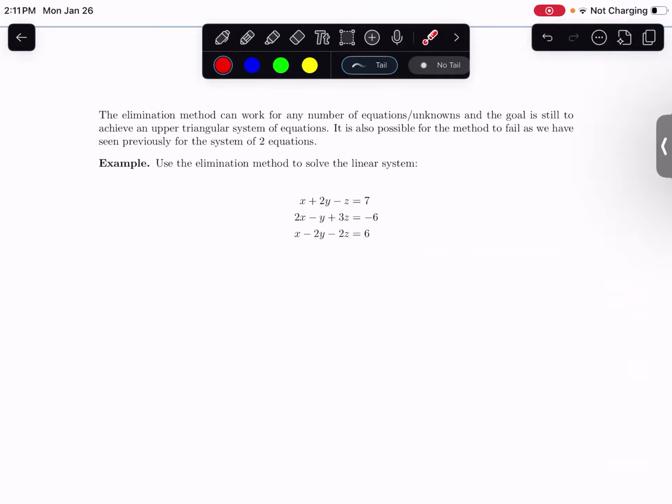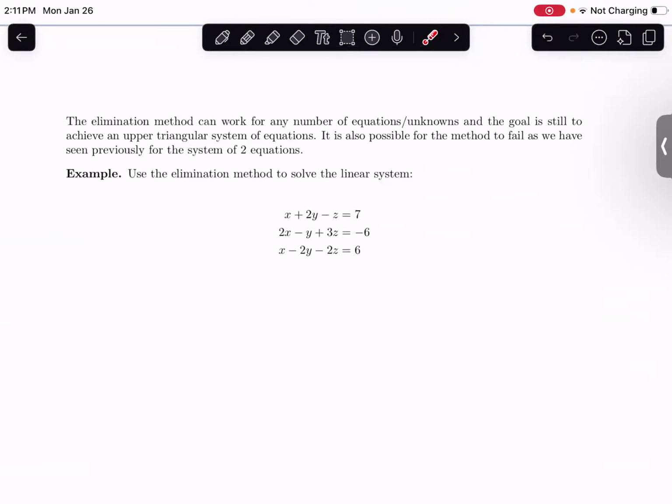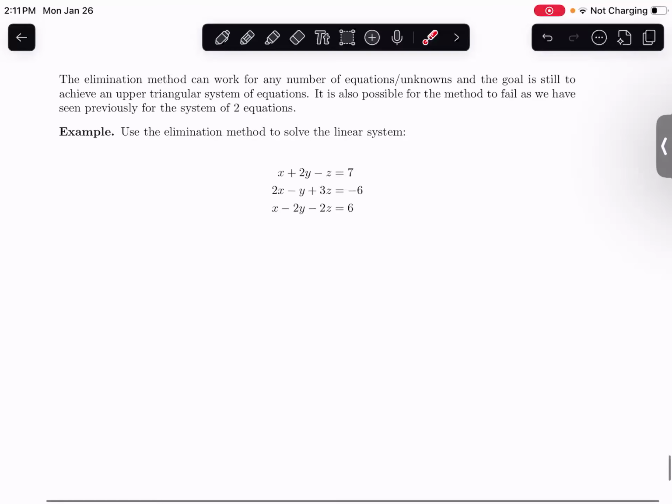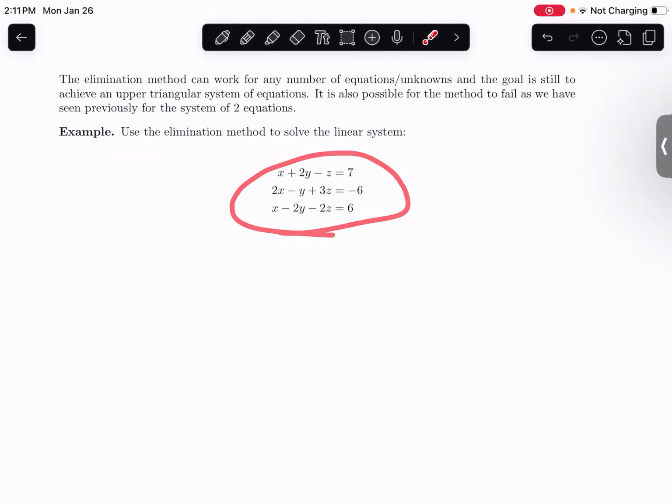So, okay, this is the system that we have. Is there anything worth reading from this? Yeah, the elimination method can work for systems with more than 2 rows and columns. Who'd have thought? Okay, so the example is we use the elimination method to solve the following linear system.